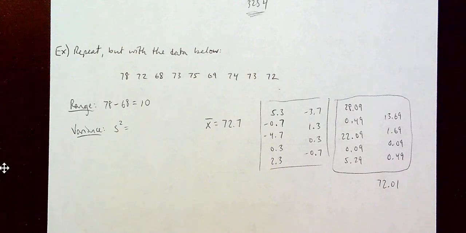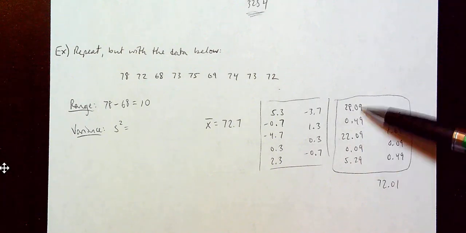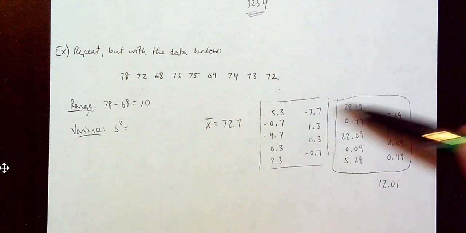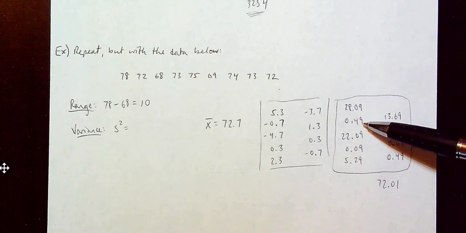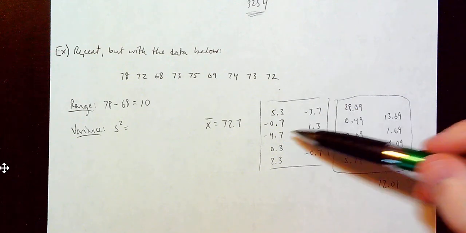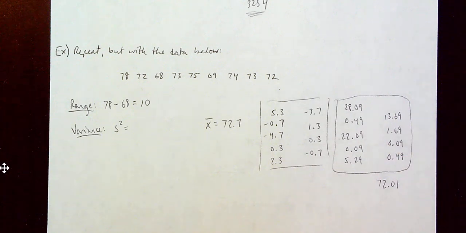Okay, so these are all of the squares that you should have come up with. 5.3 squared is 28.09. Negative 0.07 squared is 0.49. Negative 4.7 squared is 22.09. And so on and so forth. And when you add up all those squares, you come to 72.01.